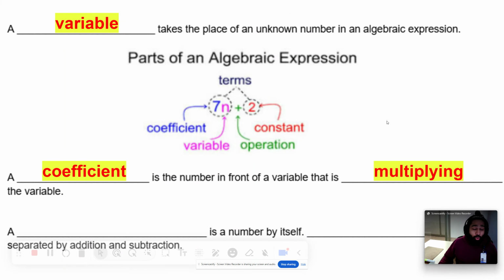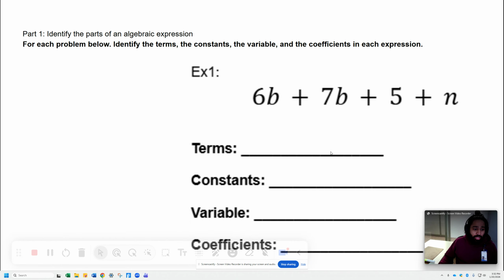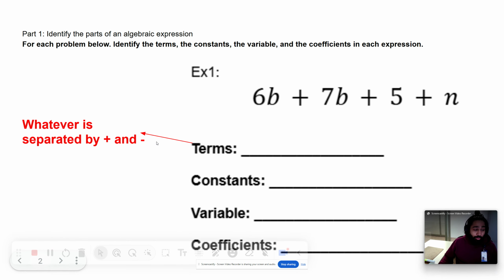And so if you're a teacher or a student working on it by themselves, they can fill in the blanks to determine what these vocabulary words mean. And then similarly, here is example 1, worked out. So how many terms are there? Well, what is a term? Whatever is separated by plus and minus. So we've got 7b, 5n, and also 6b. We have 4 separate terms.